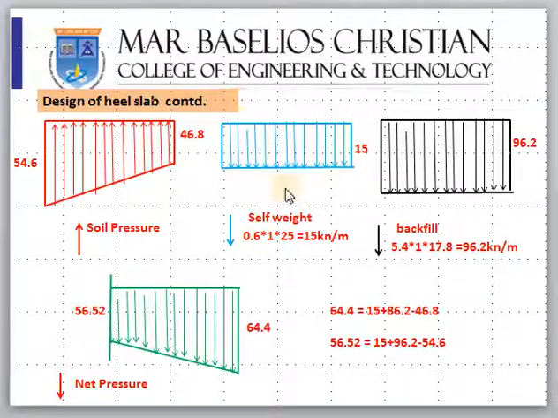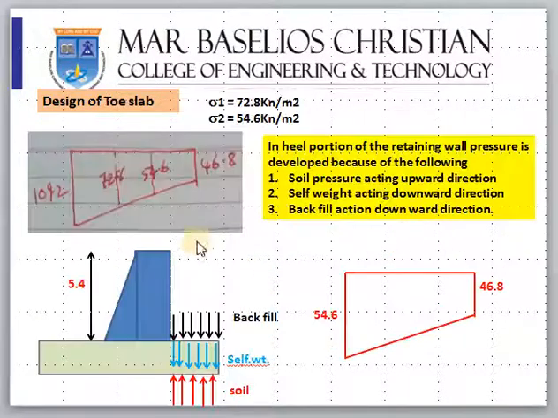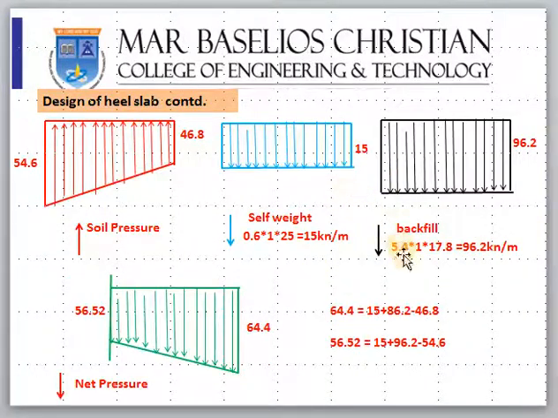It is acting downward. Another thing is the backfill, which I have discussed here. This much backfill acting down here will also create pressure. How do you calculate that? The height is 5.4 meter, so 5.4 into 1 meter length into 17.8, the unit weight, gives you 96.2, which is also acting downward. This shows the soil backfill, this shows the self weight, and this is the actual soil pressure acting upward.